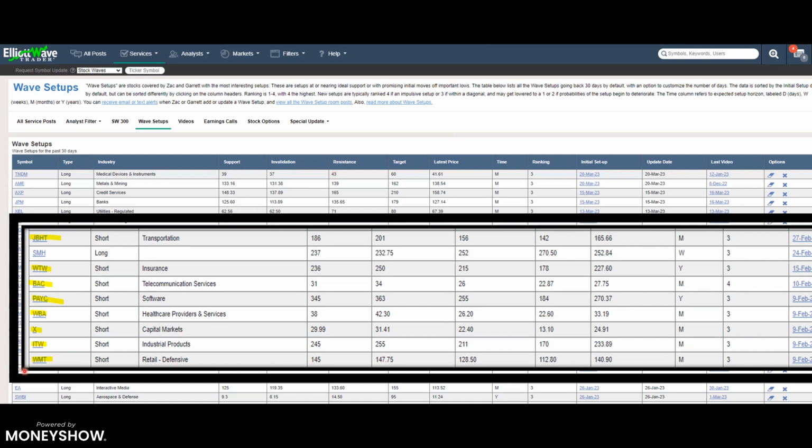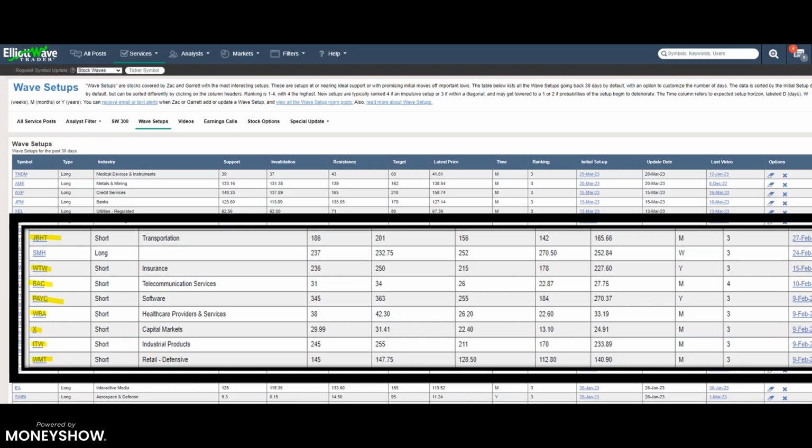But this is a highlight of some of those short setups that we had posted at the beginning of February and on through the end of February. We have Walmart here, ITW, US Steel, WBA, PAYC, Bank of America, WTW. We did a short-term trade long on SMH and then JBHT. So this is just highlighting some of those shorts.